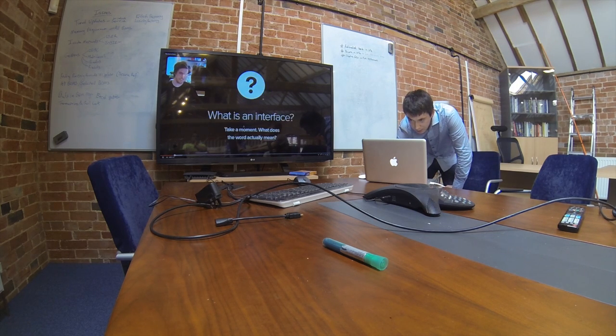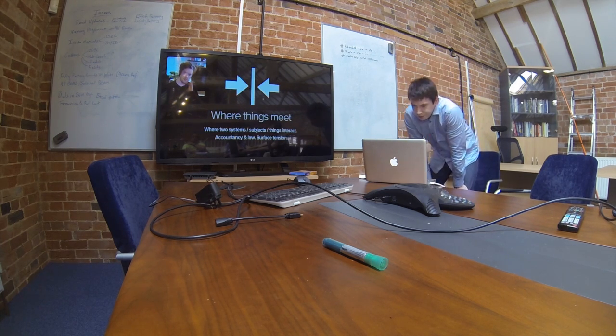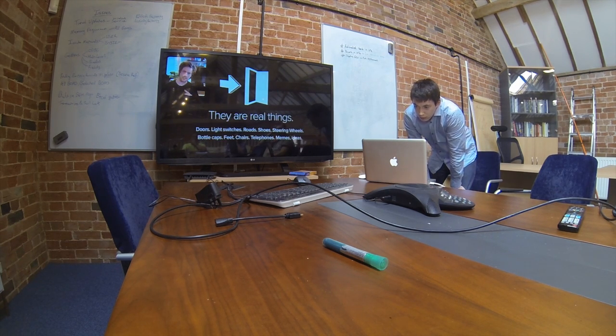But to talk about interfaces, we first have to ask, what is an interface? People say it's a keyboard, or it's a bunch of buttons on a screen. Realistically, an interface is where two things meet. It's the interface in language between accountancy and law. It could be the interface between air and water. Surface tension is an interface. And when you realize that interfaces are real things, you start to realize that a lot of the stuff on the web is just echoes of real life.